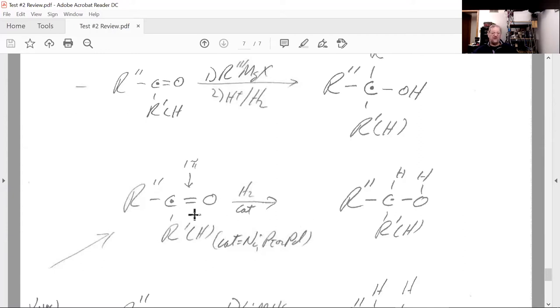So if you have a ketone or aldehyde, and there are a lot Mother Nature has created, you make the alcohol like this, with hydrogen and a catalyst.